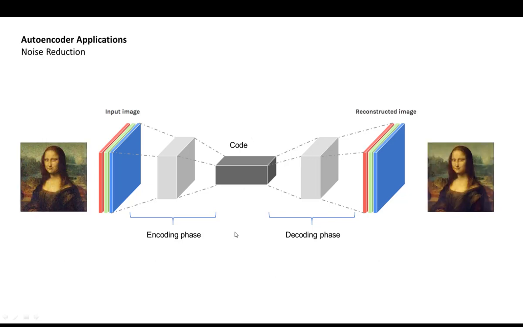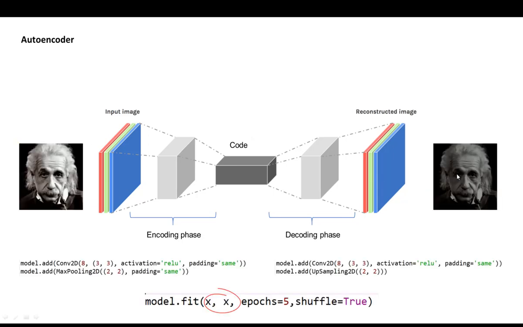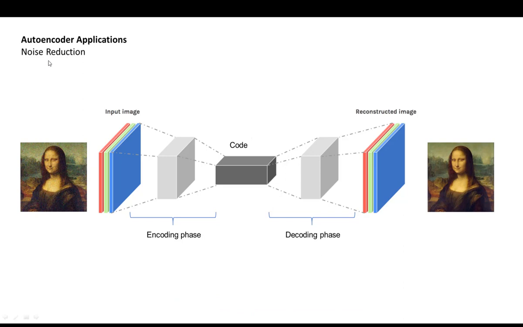In the case of noise reduction, our x was a noisy image and the second x was a clean image. I should have actually changed this to x and y, but I thought x and x would make it easy to communicate. But think of this as x and y, where y equals x. That's an autoencoder. For noise reduction, x is a noisy image and y is the clean image.